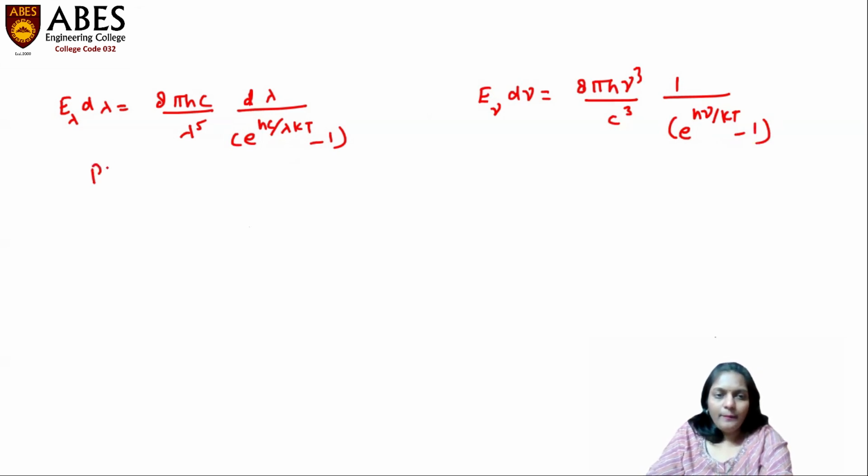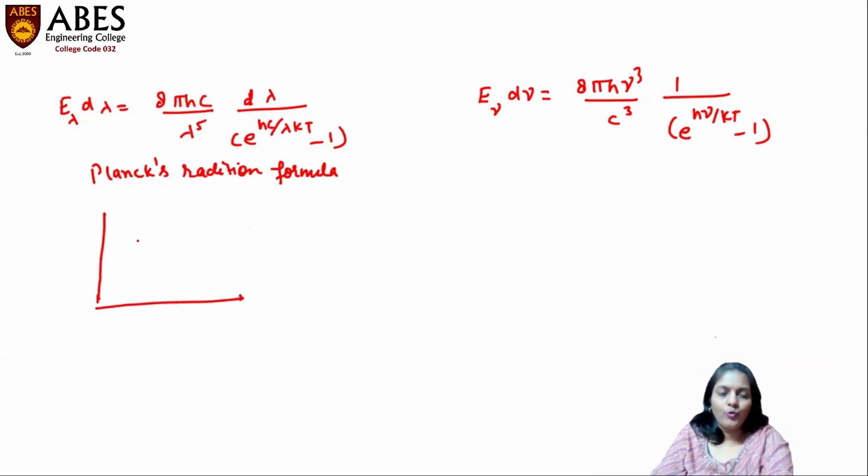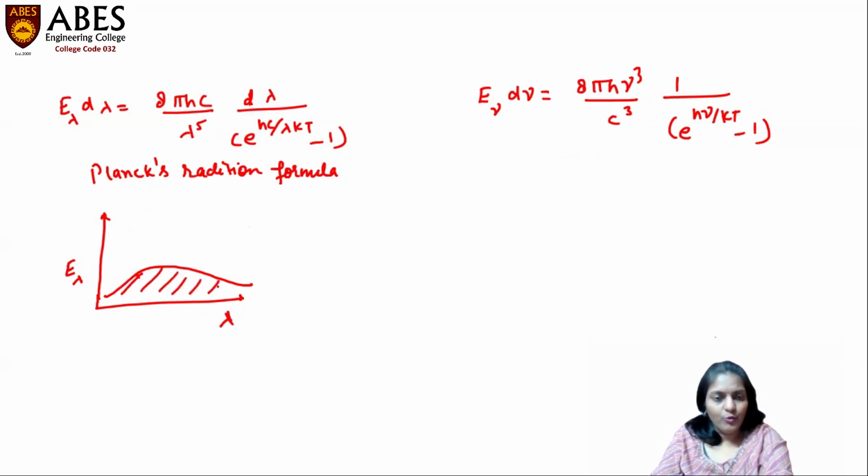So this is called Planck's radiation formula in terms of lambda, and this is in terms of frequency. So this formula is suitable to explain black body radiation. If on the y-axis it is E lambda and on the x-axis this is lambda, then this graph is applicable to explain this behavior. Let us see.